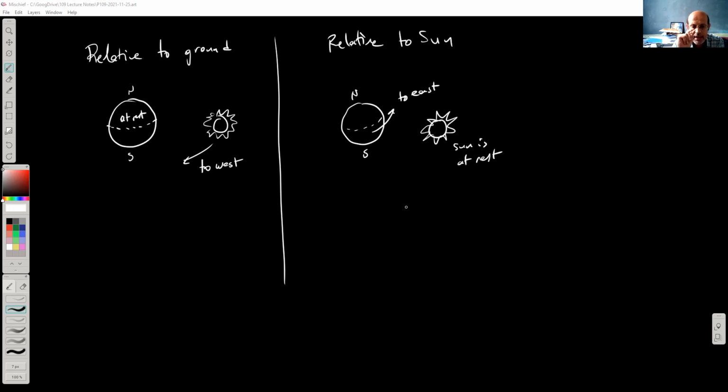So let me give the answer quickly. It's basically a relative motion. Relative to the ground, we assume that the ground is at rest, but the sun is moving relative to us. We know that the sun moves from east to west. But from the point of view of the sun, we are moving, so our velocity is in the opposite direction.